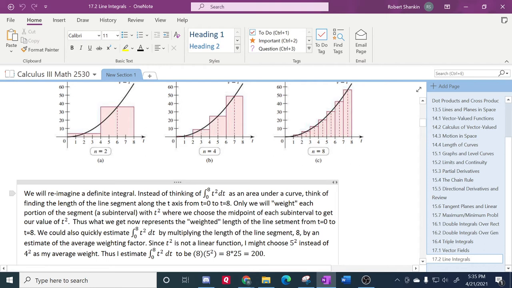Only we will weight each portion of the segment, a subinterval, with t squared, where we choose the midpoint of each subinterval to get our value of t squared. So the portion from 0 to 4 gets weighted with 2 squared, while the portion from 4 to 8, which is of length 4, gets weighted with 6 squared. And then we get those. So, again, we're finding the length from 0 to 8 along the t-axis, but we're weighting the length with different values.